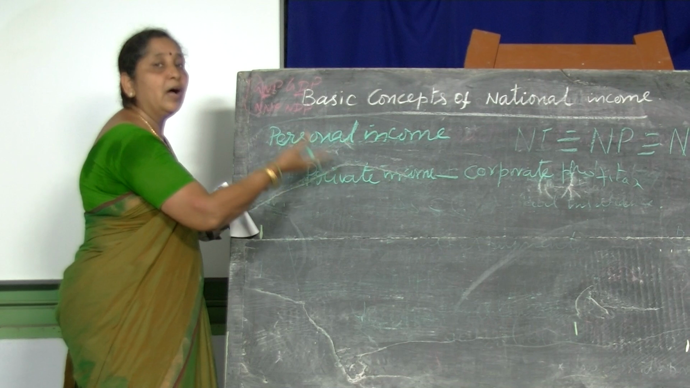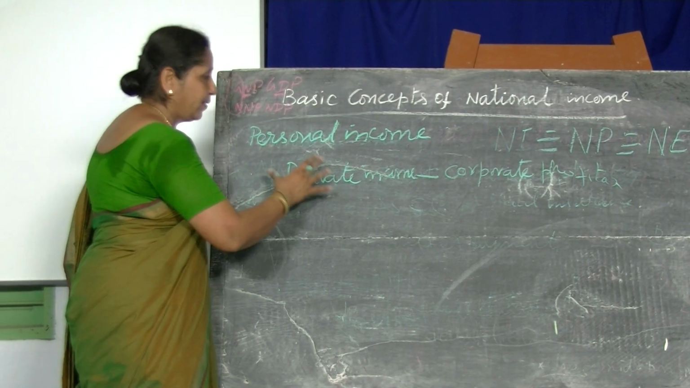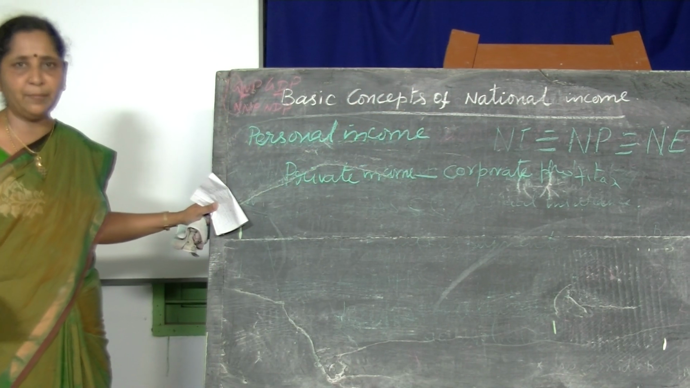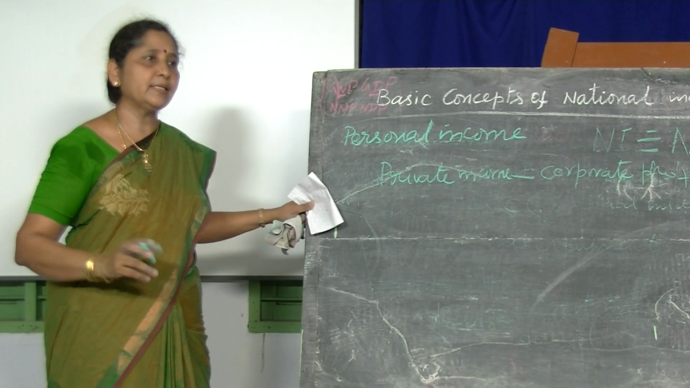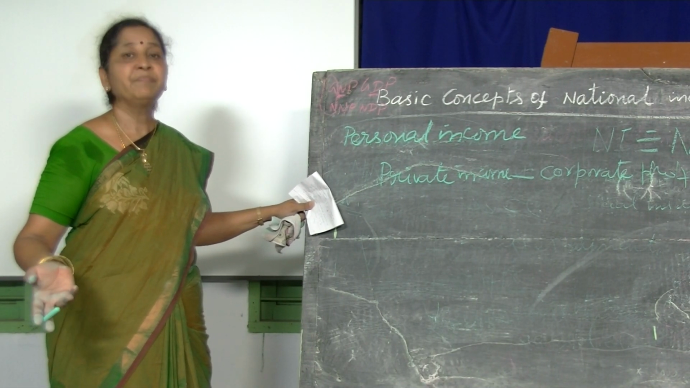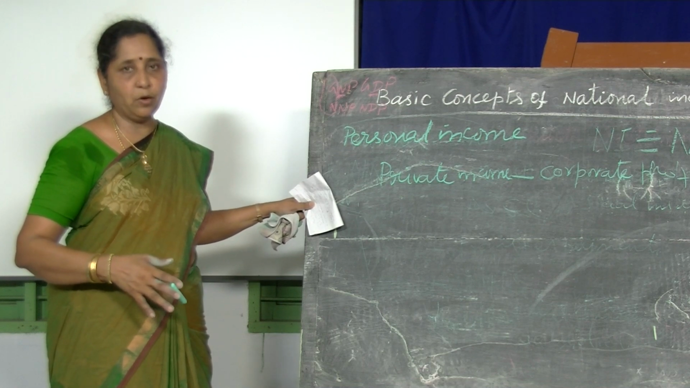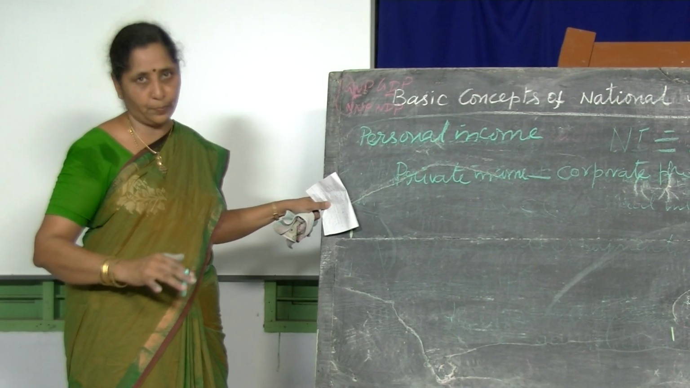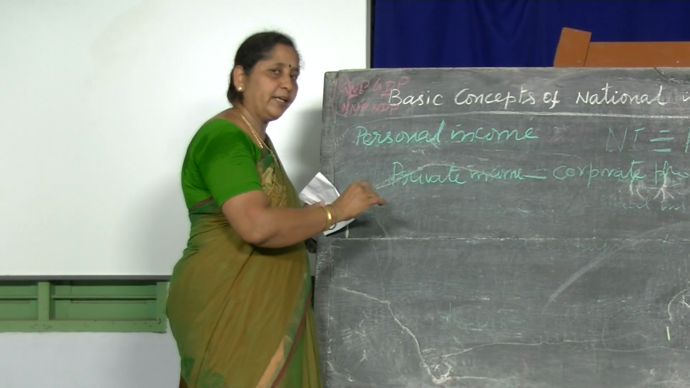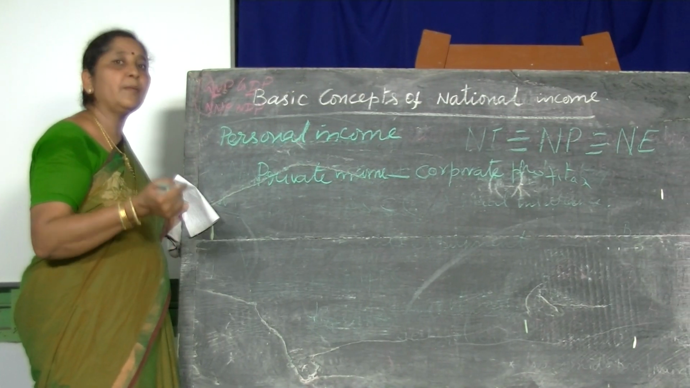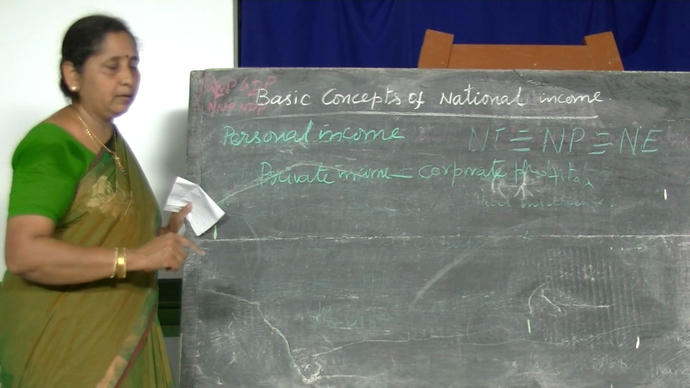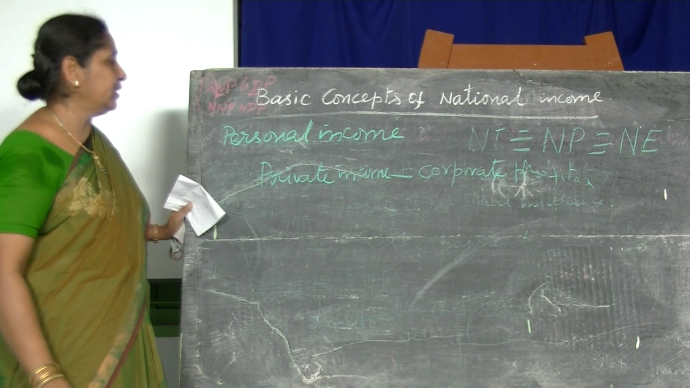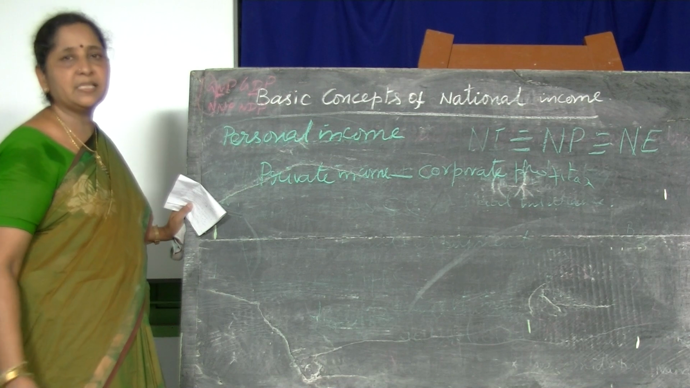Next comes personal income. How to calculate personal income from private income? Private income minus corporate profit tax. What is corporate profit tax? The tax that is paid by the corporate sector. Corporate sector means all the industries, companies, registered companies; these are generally called corporates. Those who run their business with a high profit motive are called the corporate sector. Corporate profit tax means the tax imposed on their profits. Corporate profit tax is subtracted from the private income to calculate personal income.